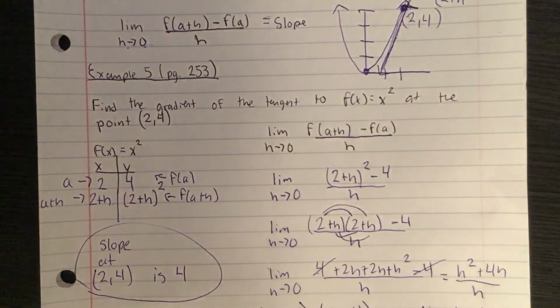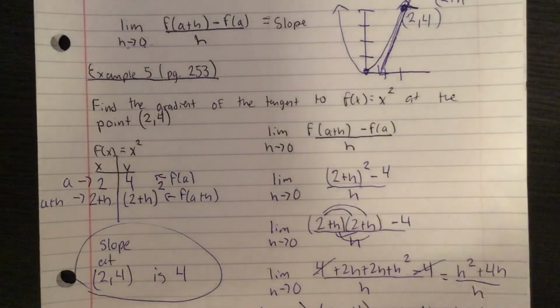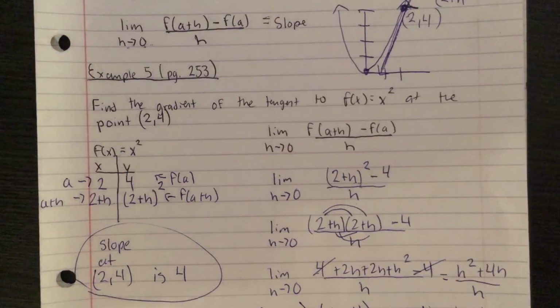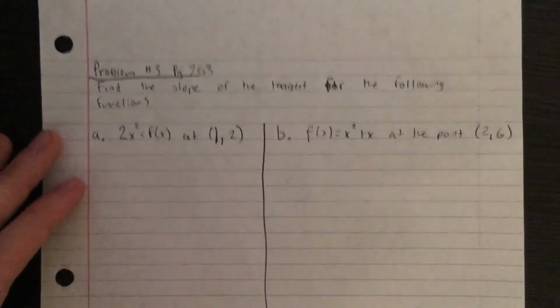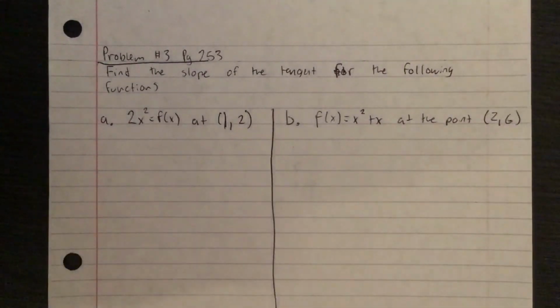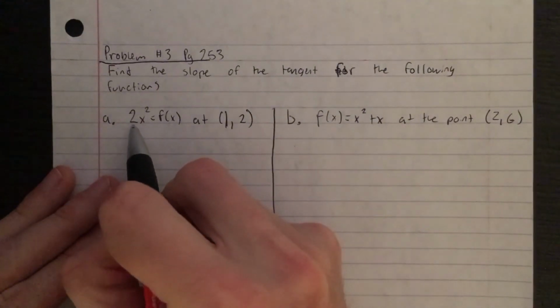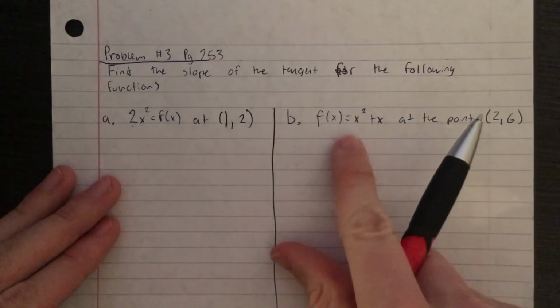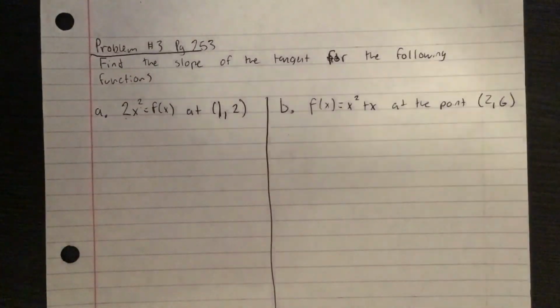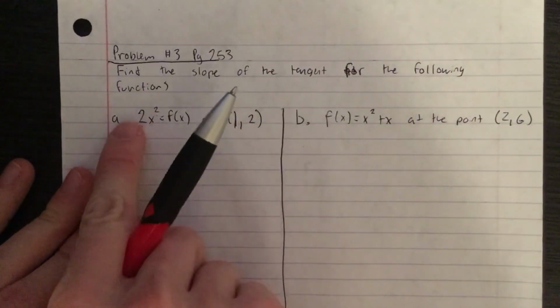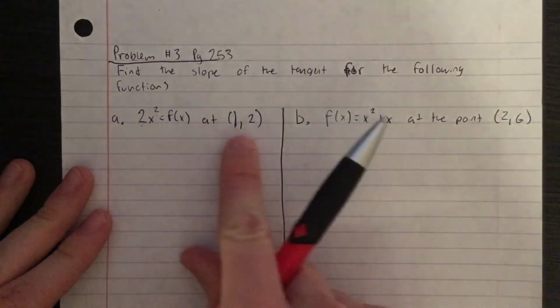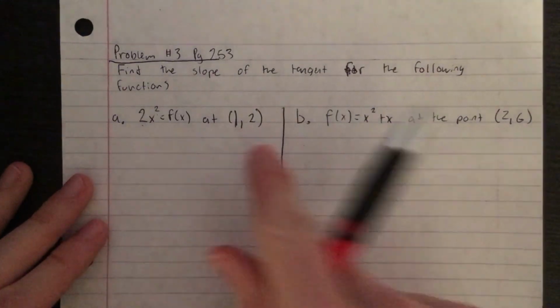So we're going to do 2 more of these just to make sure that we've got this down, and then we're going to call it a day for today. So let's take a look at 2 more of these. We're going to find the slope at the following points for the functions 2 times x squared, and then over here x squared plus x. So let's take a look. We're going to do 2x squared at the coordinate (1, 2).